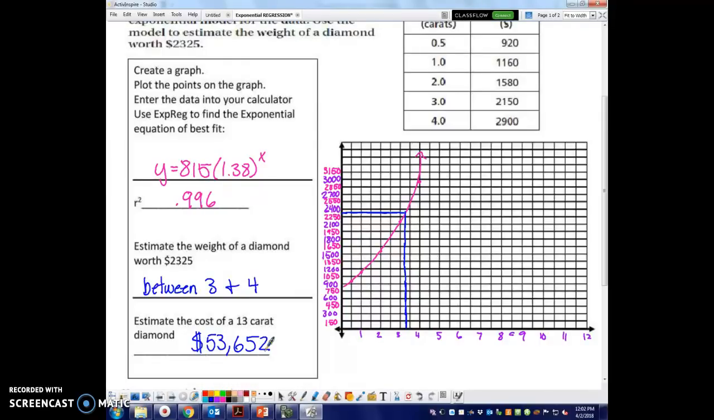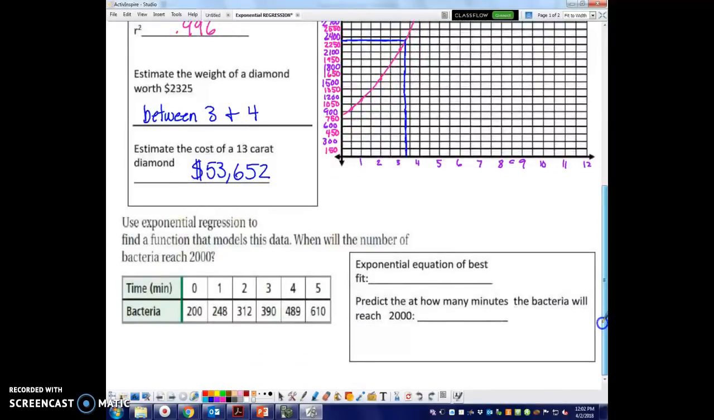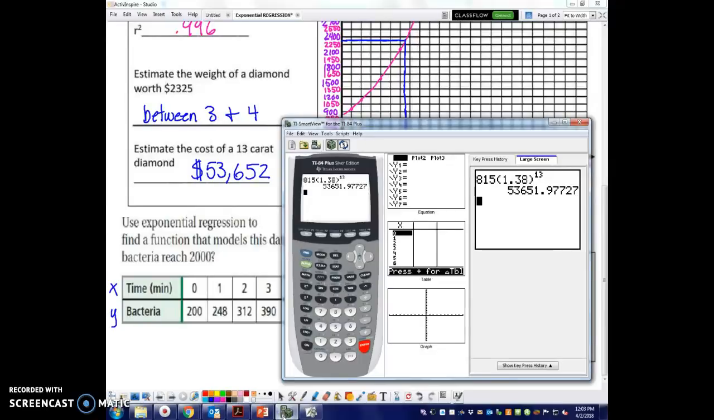Okay, let's scroll down. Next problem. Use exponential regression to find a function that models this data. When will the number of bacteria reach 2,000? Okay, so number of bacteria. Remember that this is x and this is y. It's always important for you to know what's x and what's y. That helps a lot.